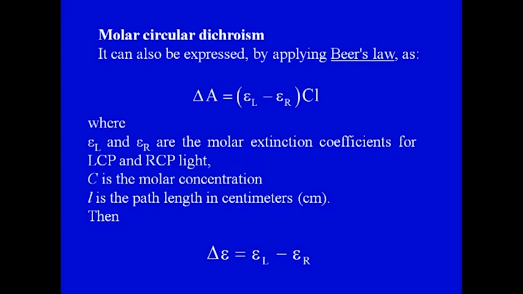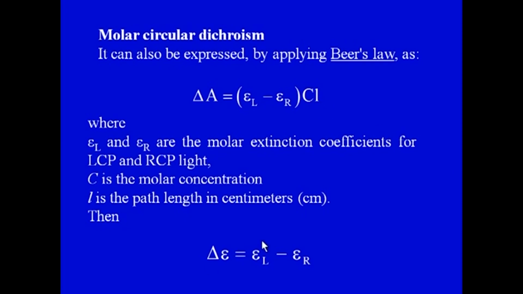There is another term, which is called molar circular dichroism, or it could be expressed in this form as Beer's law, which we have seen, that is delta A equals delta epsilon, the molar extinction coefficient, which is the difference between the two for left and right circularly polarized light, times concentration and path length.